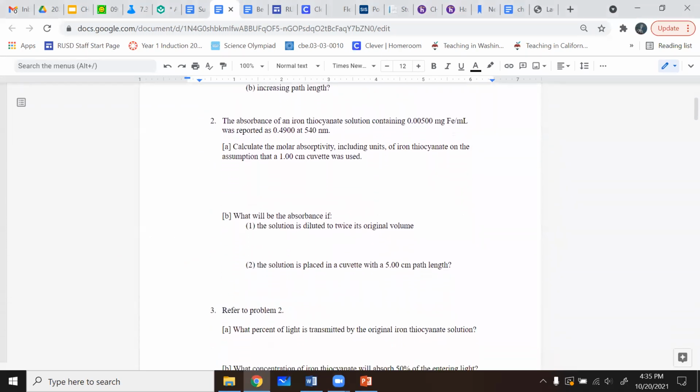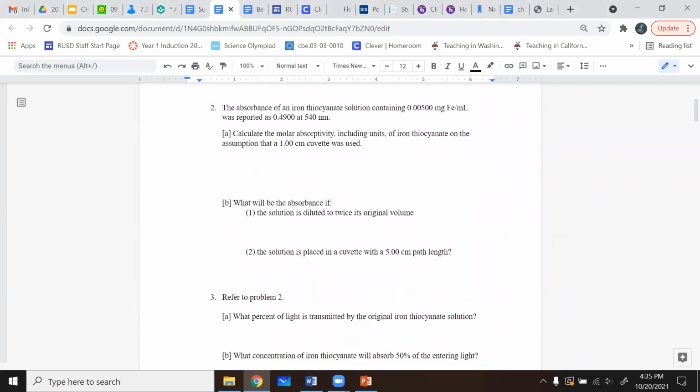All right, moving on to number 2, which asks the absorbance of an iron thiocyanate solution containing 0.0050 milligrams of iron per milliliter was reported as 0.4900 at 540 nanometers. So what it wants you to do is calculate the molar absorptivity, including units, of iron thiocyanate on the assumption that a 1 centimeter cuvette was used. Okay, so that's a lot of information for that problem. So overall, what we want is to calculate the molar absorptivity.